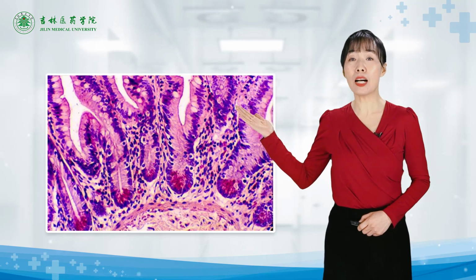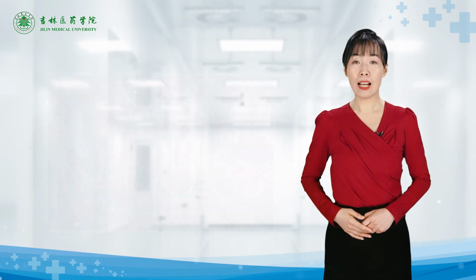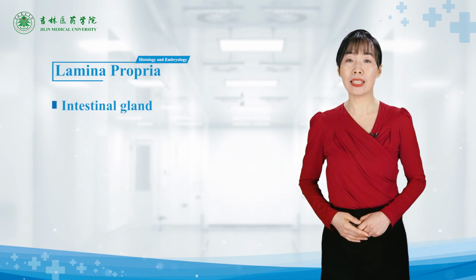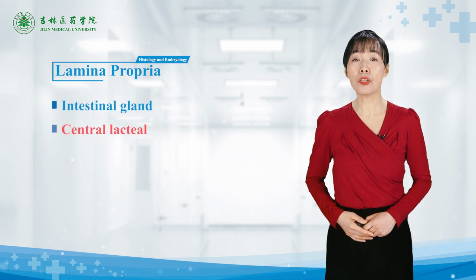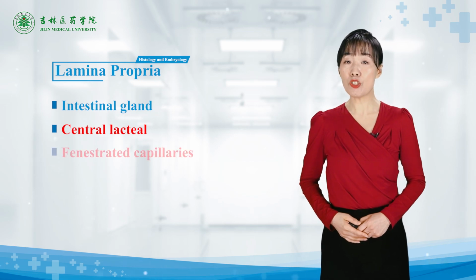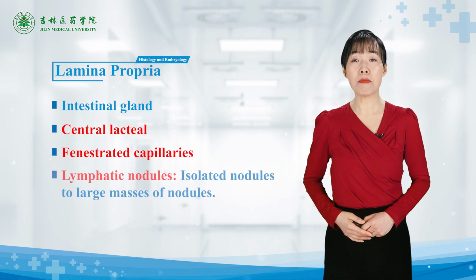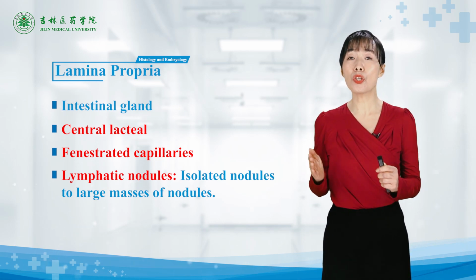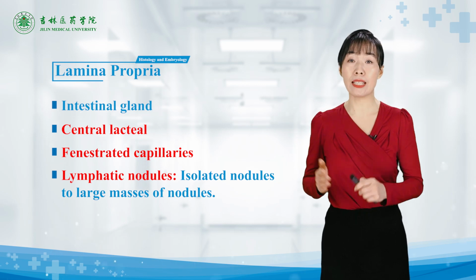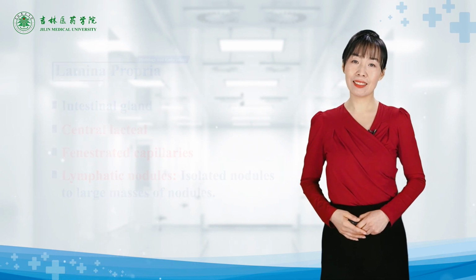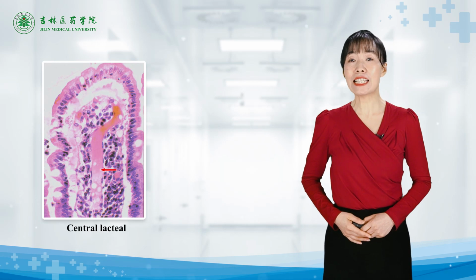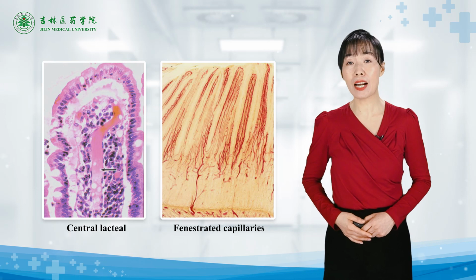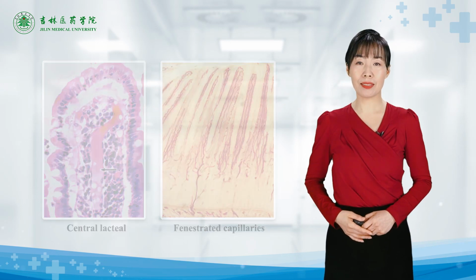The square shows the Paneth cells. In addition to intestinal glands, lamina propria is also rich in central lacteal, fenestrated capillaries, and lymphatic nodules, from isolated nodules to large masses of nodules in different segments. Central lacteals carry the fat, fenestrated capillaries carry soluble materials.